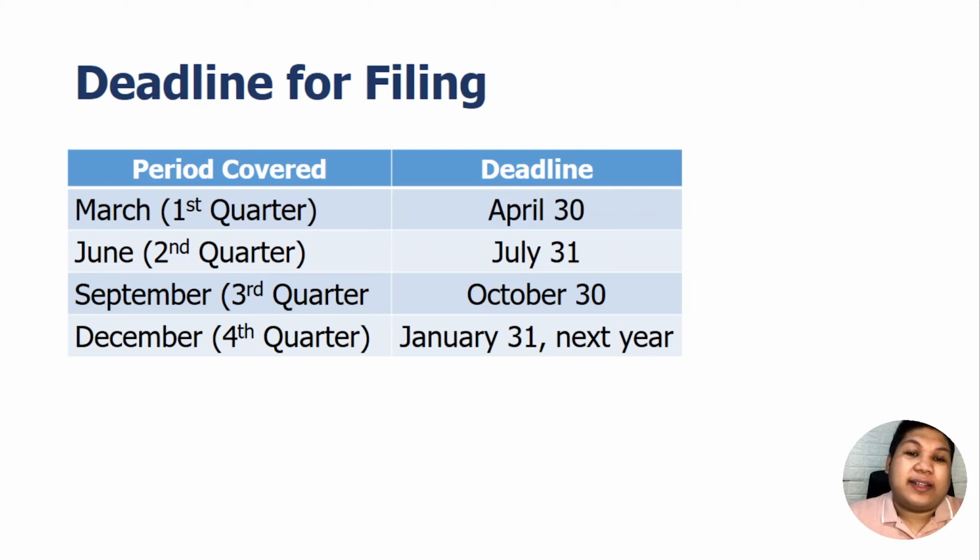And for the third quarter, that's September, okay? So the deadline will be on or before October 30. And for December, the last month of the year, of the quarter, the deadline will be on or before January 31 of the next year. Now that you have an idea of how and when to file the 1601EQ, now let's have an example.